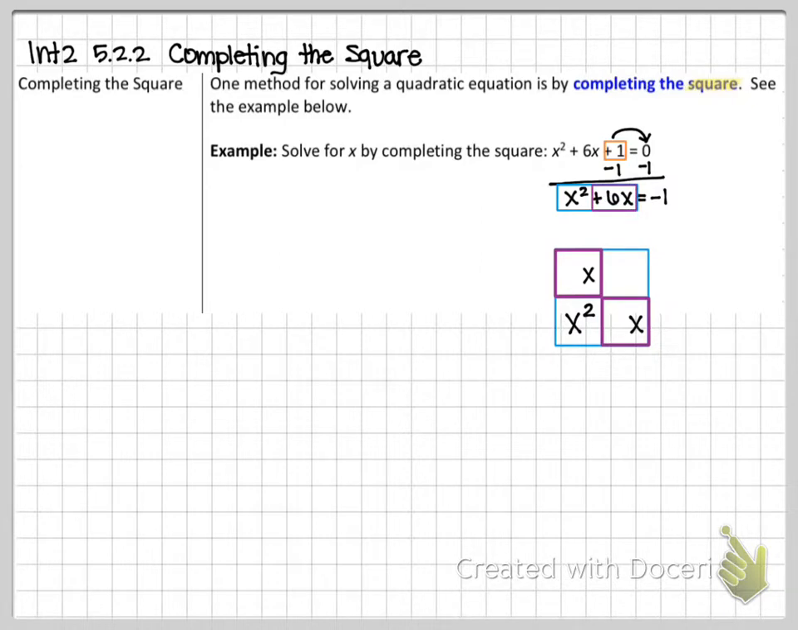So what we're going to do is take that 6x and split it into 2 even pieces. So I'm going to take that 6x and split it perfectly in half. That is going to give me 3x. That's what's going to go into the x boxes. So I'll put a 3x here, and I'll put a 3x there.